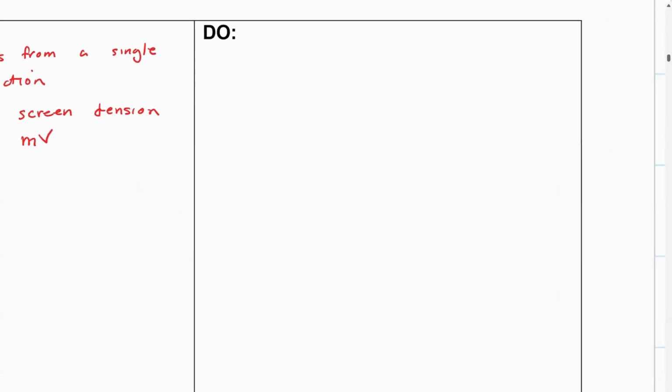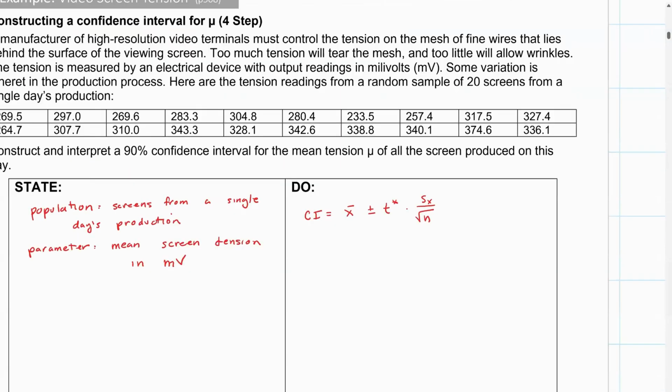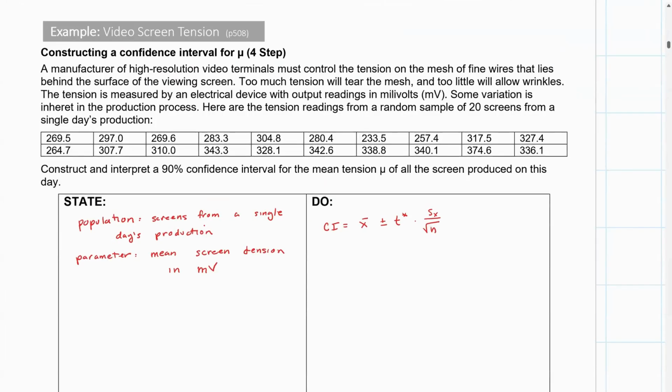Let's go to the do step. And in our do step, we're going to say, okay, we need the confidence interval formula, which is X bar plus or minus T star times the standard deviation over the square root of n. Now, since the data was given to us in the form of raw data, I don't know yet the average or the standard deviation. So we're going to switch over to the calculator.